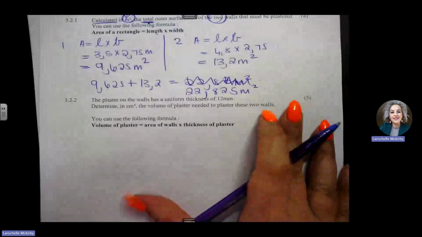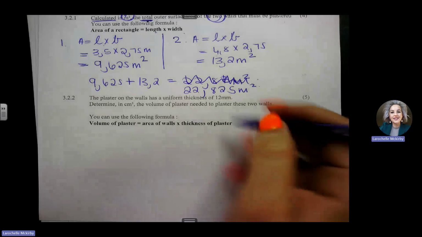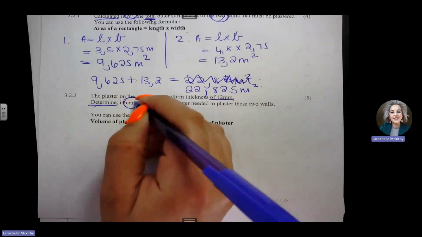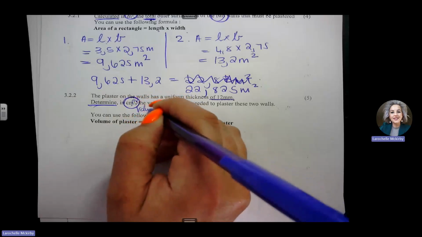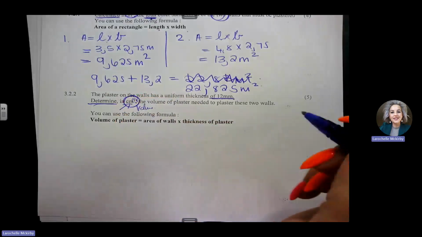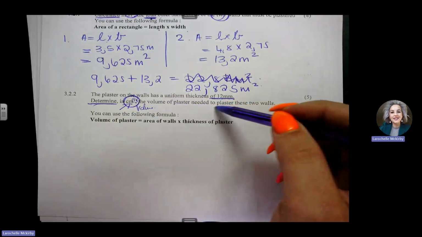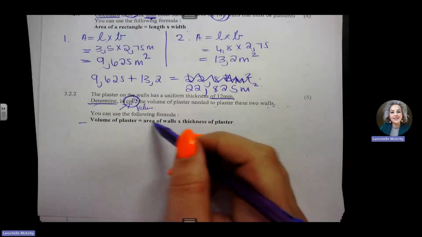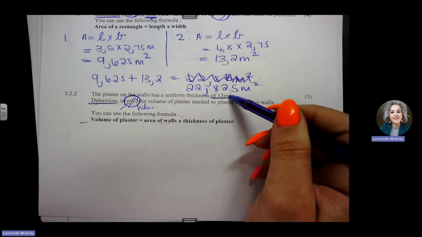Going on to the next question, 3.2.2. The plaster on the wall has a uniform thickness, meaning that all over it is the same thickness. The thickness is 12 millimeters. Determine in cubic centimeters. So cubic meaning volume, centimeters meaning everything I put into the formula should end up in centimeters. The volume of the plaster needed to plaster these 2 walls. Okay, and here they give me the formula. The formula says the area of the walls, yes, that was done there, multiplied by the thickness of the plaster. Yes, that is done there.